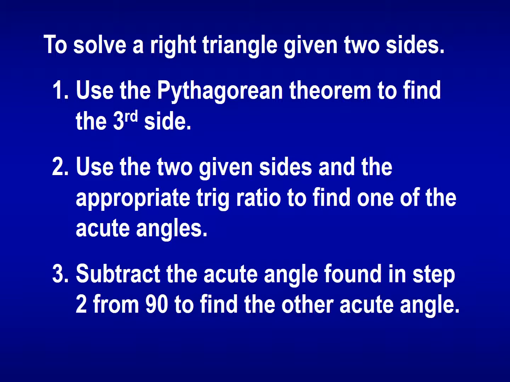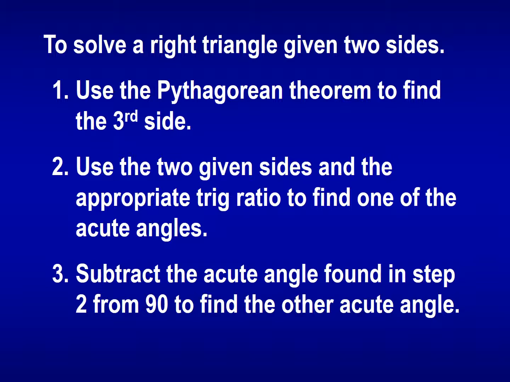So let's review on how to solve a right triangle. So if you have a right triangle and you're given two of the sides, all you have to do to find the third side is use the Pythagorean theorem. Then once you have the two given sides, you can find out one of the acute angles. Okay, so this involves a little bit of calculator work because you have to use your inverse trig button on your calculator.